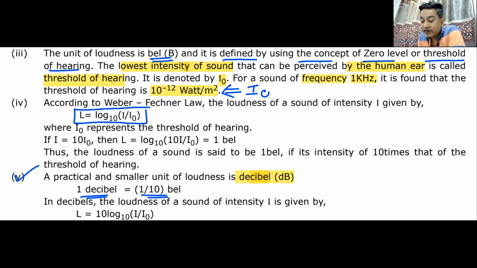If the intensity that we are hearing is 10 times I naught, 10 times the minimum value that can be heard, then loudness will be log to the base 10, 10 I naught divided by I naught. The 10 will get cancelled. Log of 10 to the base 10 will be 1. So the loudness will be 1 bel. So when we say that the intensity of the sound is 1 bel, it is the intensity which is 10 times the threshold of hearing. Do we understand this?